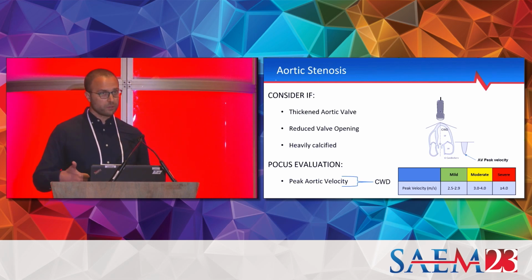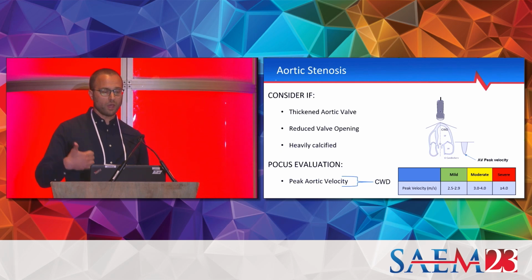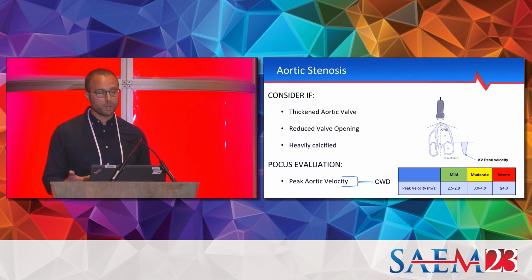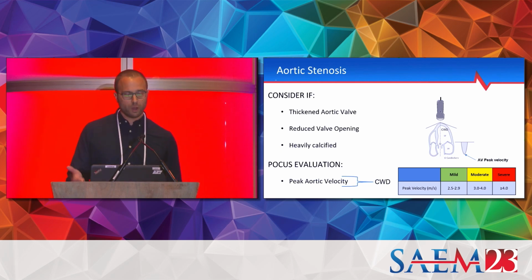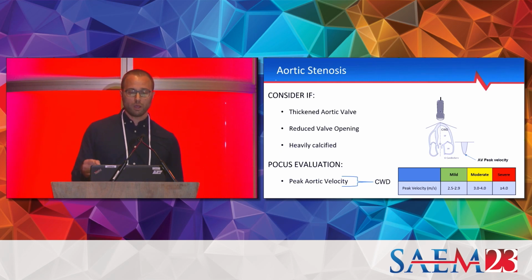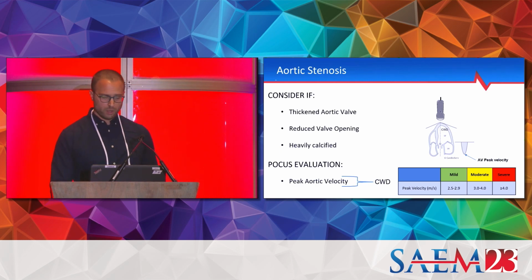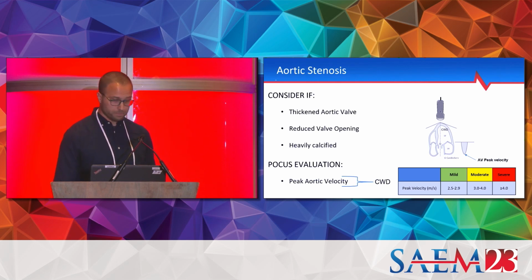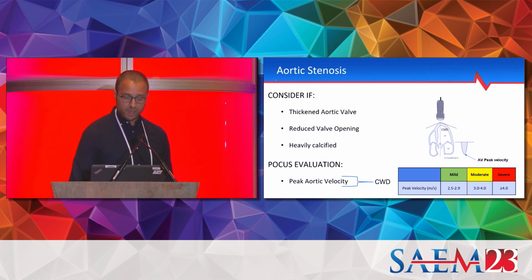So that's going to tell you that perhaps there is a stenotic lesion present, but it's not going to tell you anything about the severity. And so that's where our Doppler modality comes in. So what you'll want to do is you'll get your apical 5-chamber view. You're going to run your continuous wave Doppler through the aortic valve.